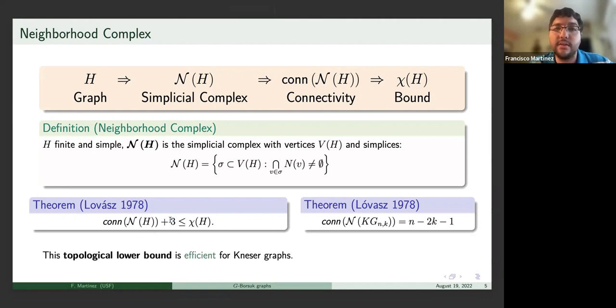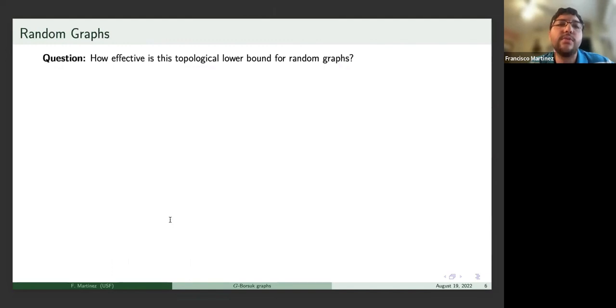So he introduced a topological way of finding lower bounds to the chromatic number of graphs. And he also showed that this topological lower bound is efficient for Kneser graphs. So a natural question to ask is: we now have this topological lower bound and we know it's efficient for Kneser graphs. How effective or efficient is it for random graphs?